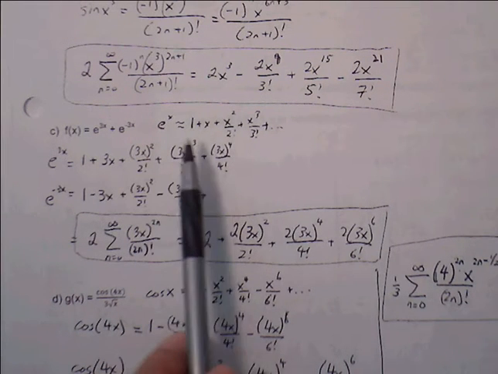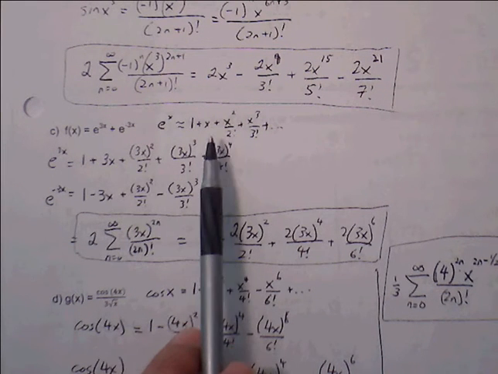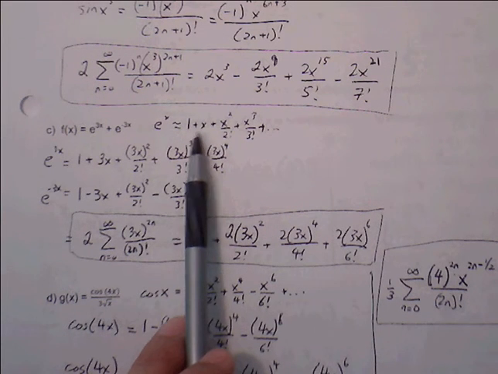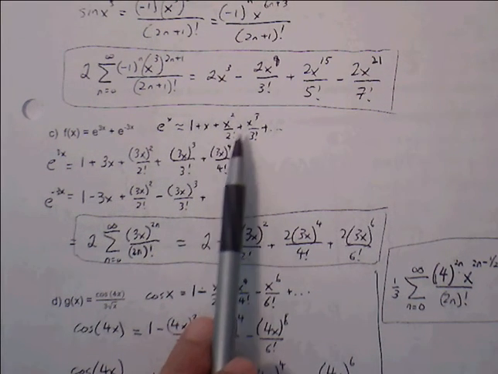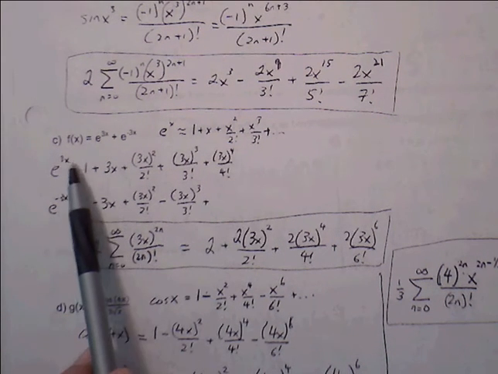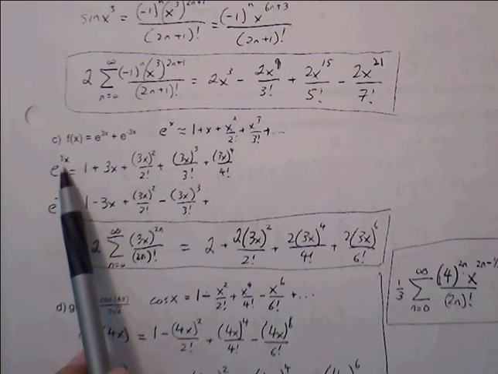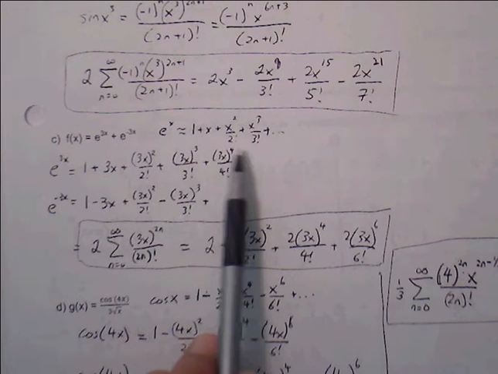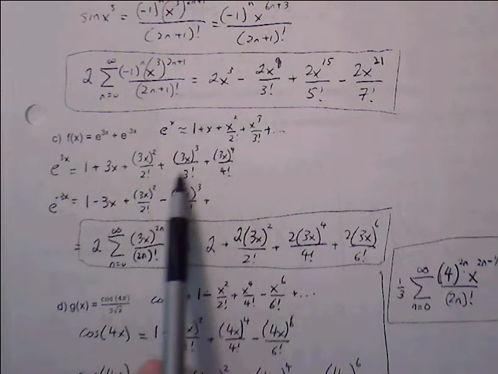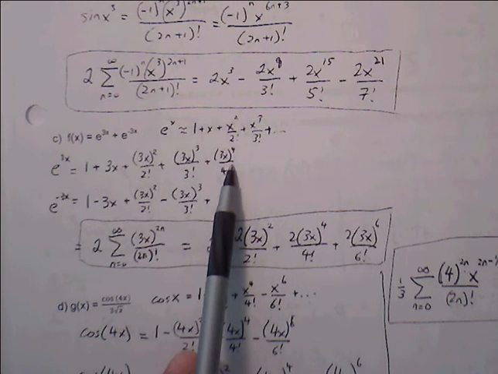Okay, part C, e to the 3x plus e to the negative 3x. So we can identify the parent Maclaurin series, which is e to the x, which is 1 plus x, plus x squared over 2 factorial, x cubed over 3 factorial. From here, we can build our next term. So e to the 3x, replace every x we see from e to the x with 3x. And then here we have our first few terms of e to the 3x.